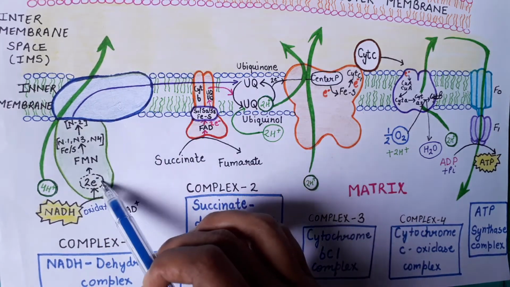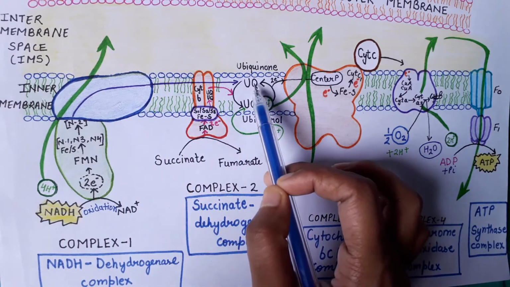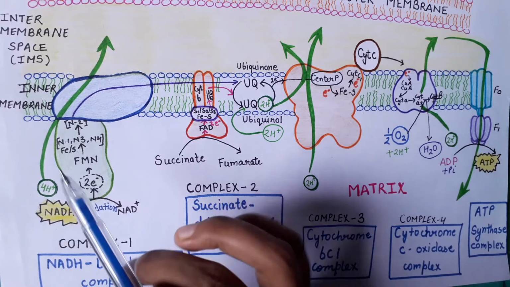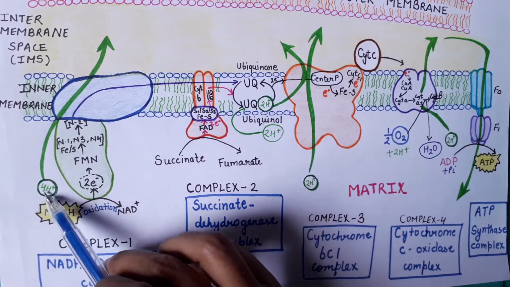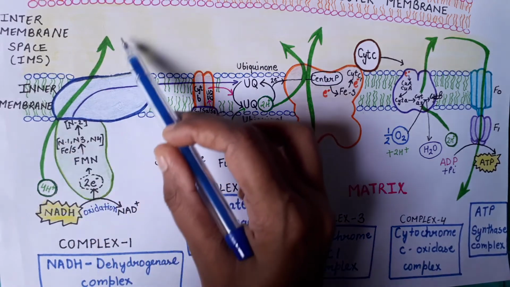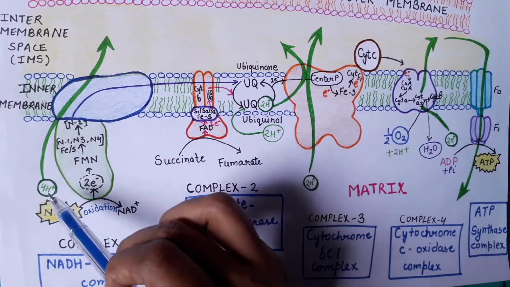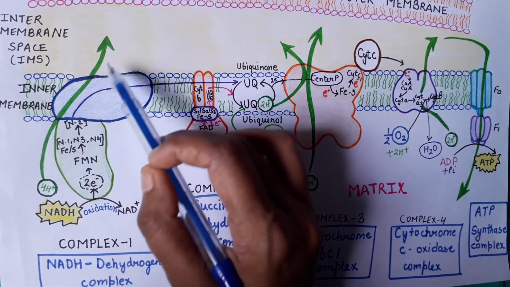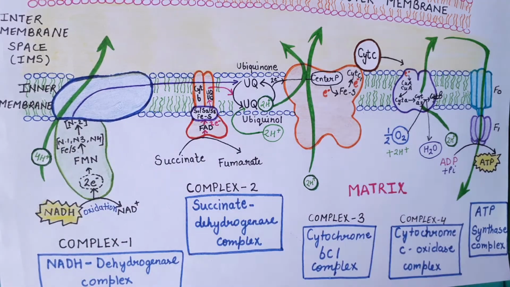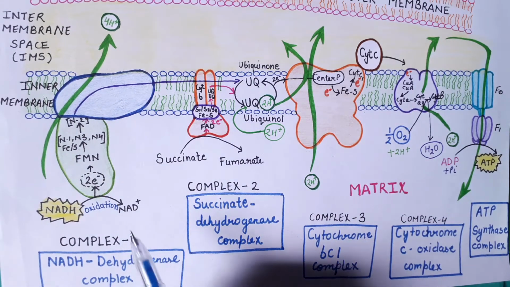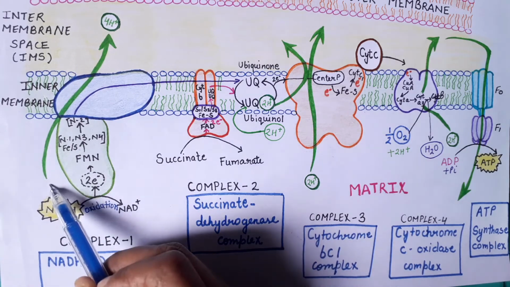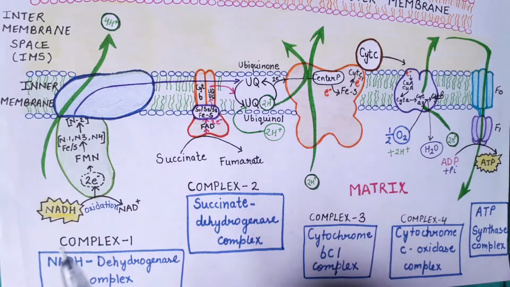Okay, as these 2 electrons are accepted by ubiquinone, at the same time complex 1 pumps out 4 protons from the matrix into the intermembrane space. So these protons will move out into the intermembrane space. So these protons have been pumped out from the matrix into the intermembrane space.